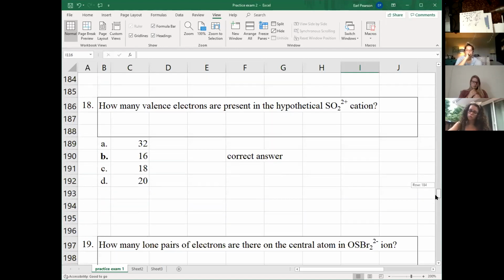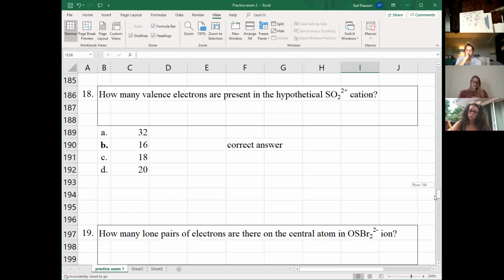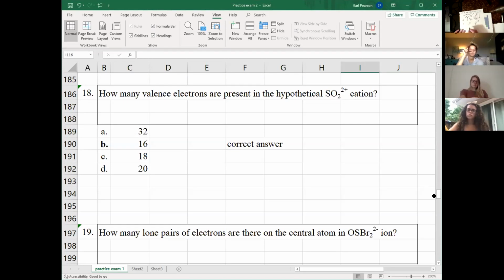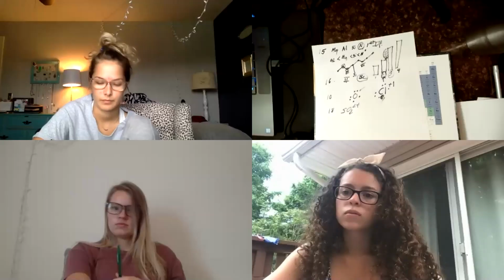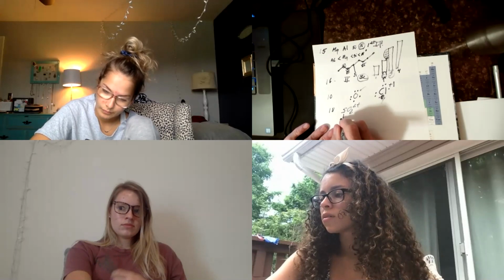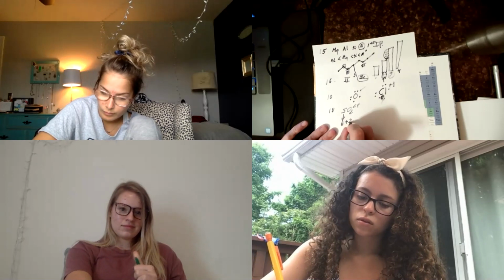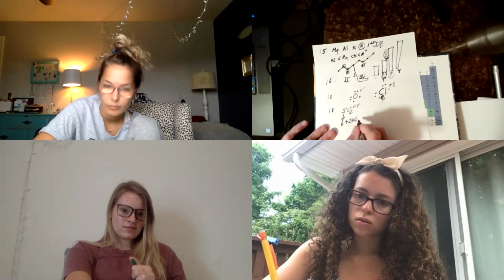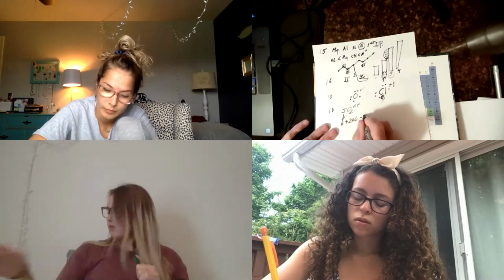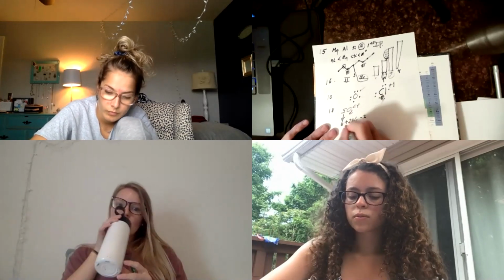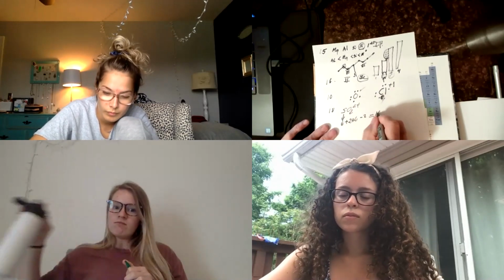Number 18. How many valence electrons are present in the hypothetical SO2 2+? So we're looking at 18. It's SO2 2+. All right, so let's jump over here. Sulfur is in group 6. Oxygen's in group 6, and we've got 2 of them. And we've removed 2 electrons. This would be 18 minus 2, which is 16.